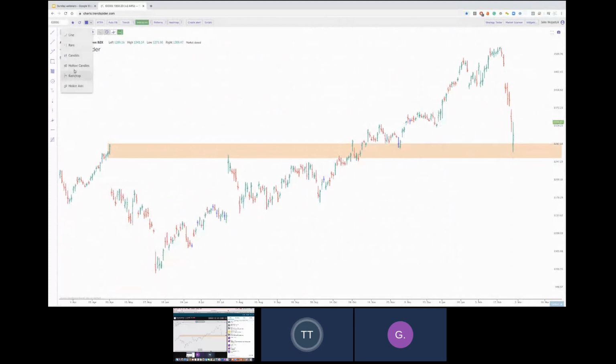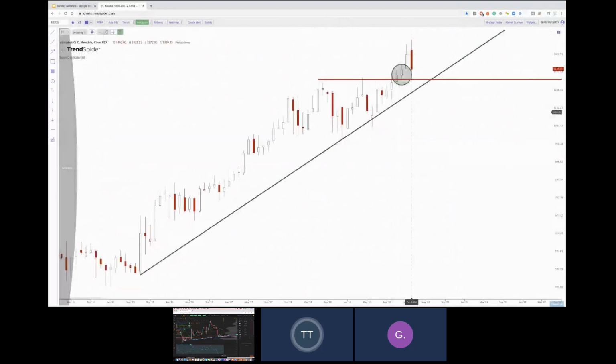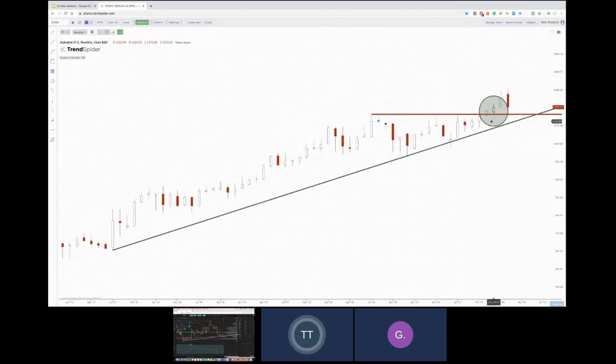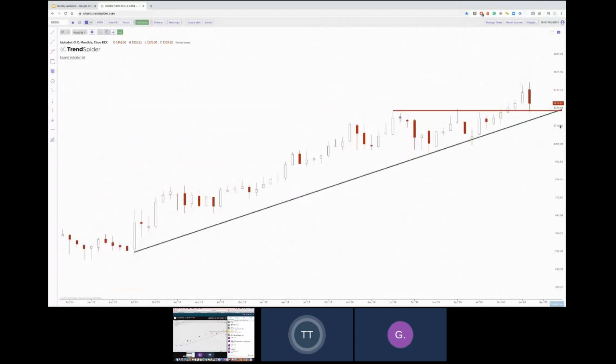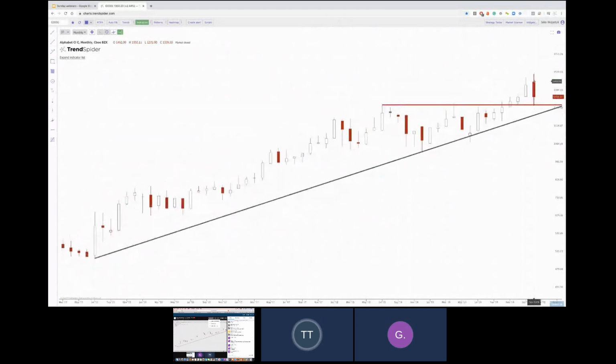If we go to the hollow candle here, let's say we go to the monthly, you'll see that technically we broke out of this ascending triangle, and now we're essentially just retesting this previous area that was shown on the daily. So some charts look like the Great Depression just happened. Some charts look like we just had a little bit of a correction. So it really depends on which one you're looking at. But from a long-term perspective on the monthly candle, there's not a ton of difference between this candle and this candle right here.